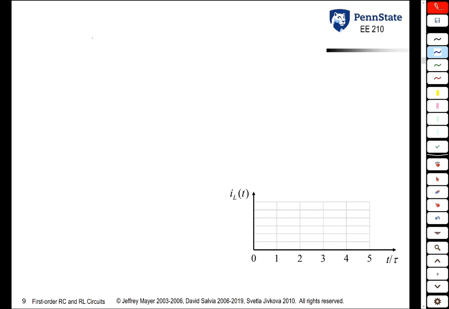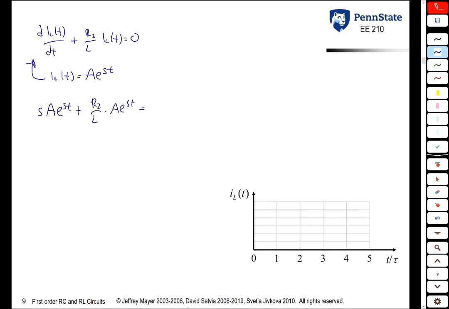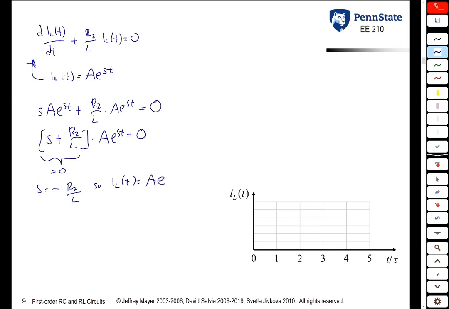We can try to solve this problem the same way we solved the capacitive problem. We'll assume a solution of the form IL of t is A e to the st. Why does it have to be that form? Because exponential is the only function whose derivative is the same form as the function itself. Plugging this back in, we get sA e to the st plus R2 over L times A e to the st is equal to 0. So you get s plus R2 over L, times A e to the st, is equal to 0. For this to be equal to 0, the part in brackets has to equal 0, which means s has to be minus R2 over L. So IL of t is A e to the minus R2 over L t.